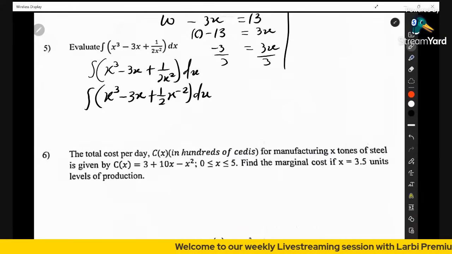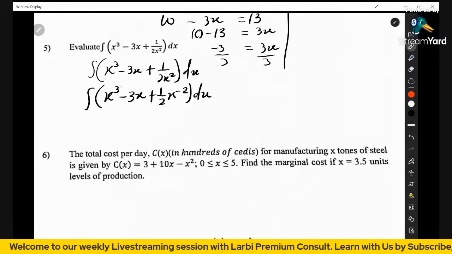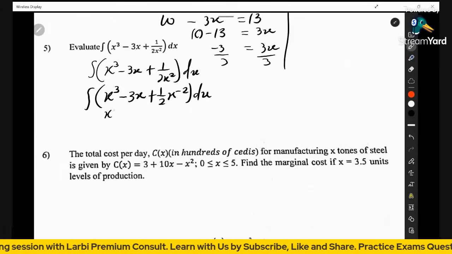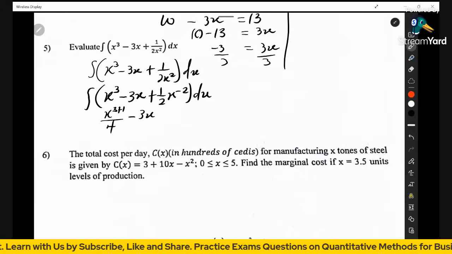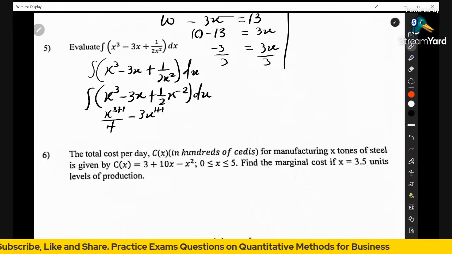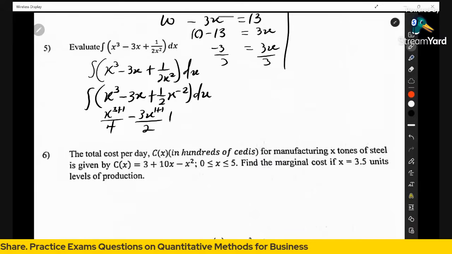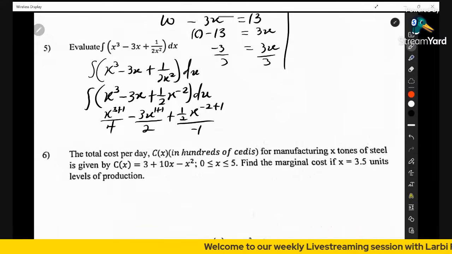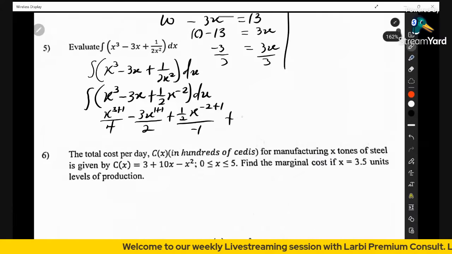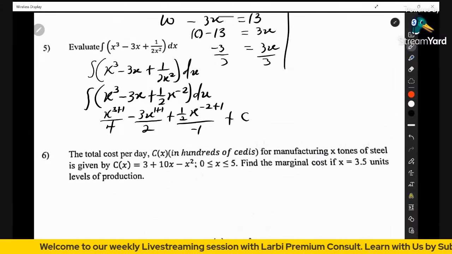So when I integrate x cubed, I'll add 1 to the 3 and then divide the result by the new power. So that becomes x to the power 3 plus 1 divided by 4, minus 3x to the power 1 plus 1 divided by 2. Then here too, I'm going to have 1 over 2 x to the power negative 2 plus 1 divided by negative 1. Because it's an indefinite integral, we introduce a constant, say c.